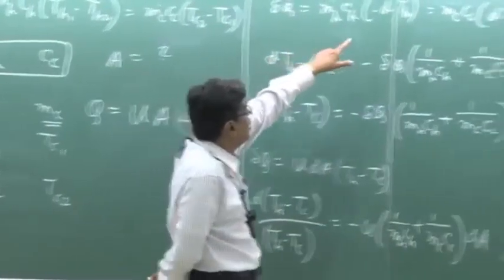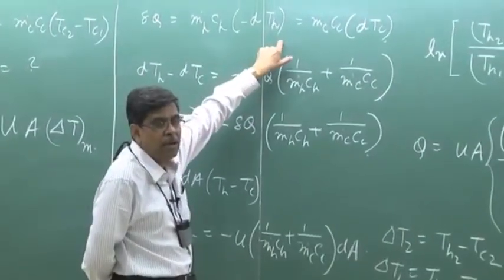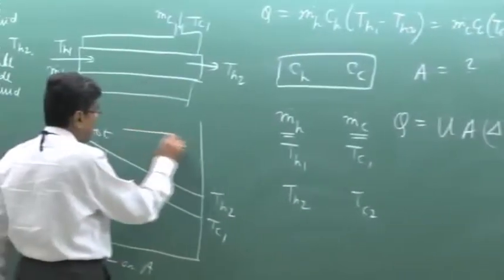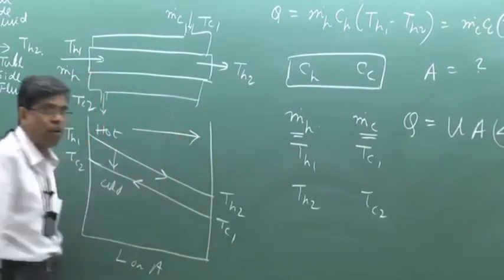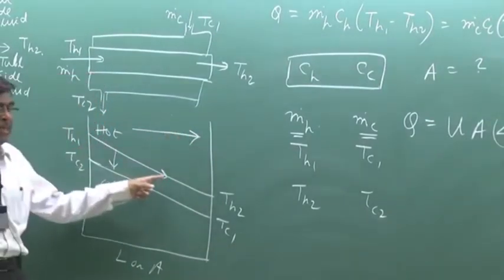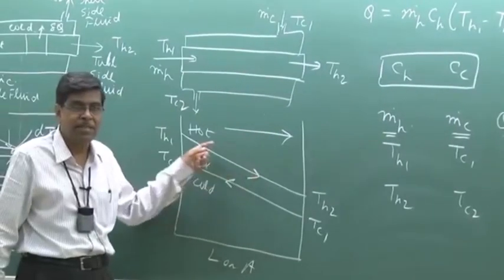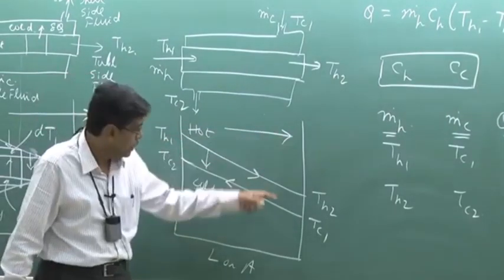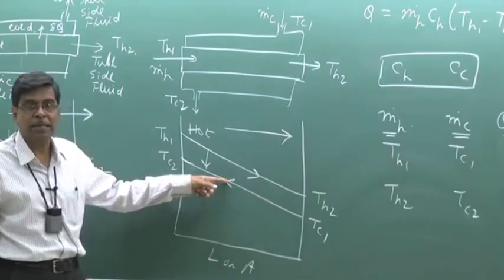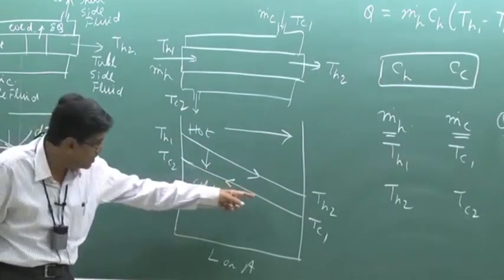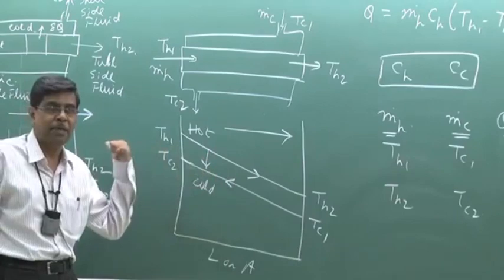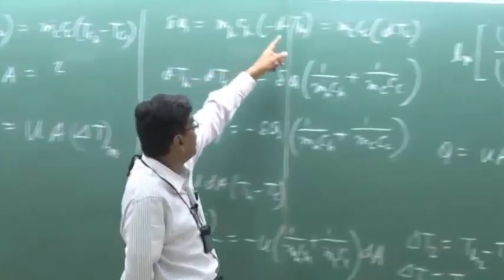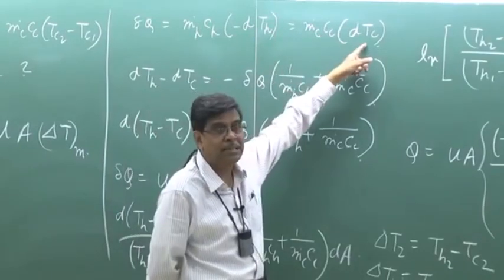Here in this equation, if you take one prescribed direction here as positive, then dTH will be minus because it decreases in this direction. Take the flow direction of the hot fluid. Then dTc will also be minus, because this is increasing in the negative direction. So therefore, both will be minus: minus dTH, minus dTc.